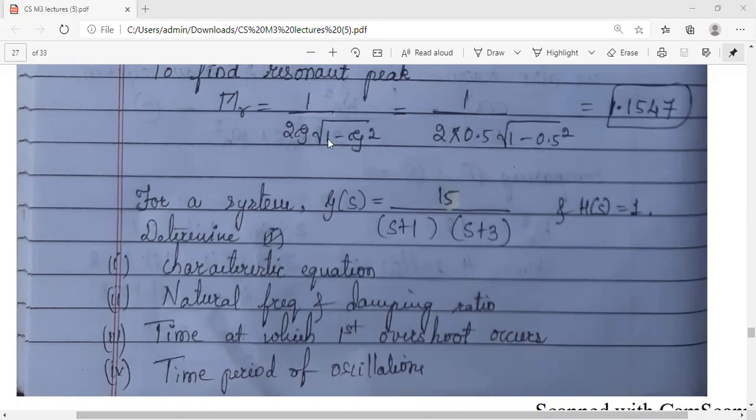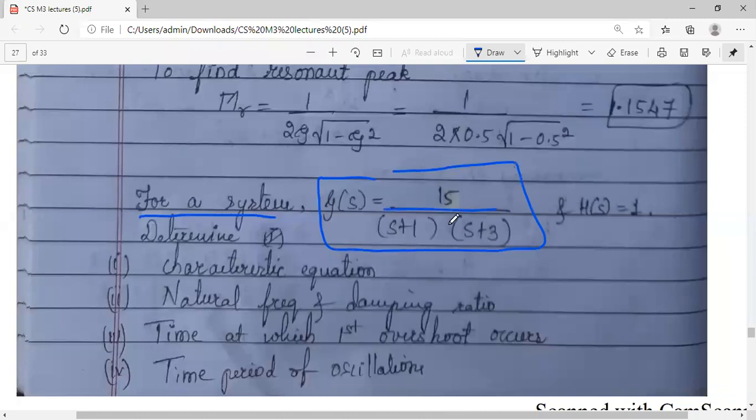So this is the given question. For a system, G of s is equal to 15 divided by (s plus 1) into (s plus 3). So this is given to you, G of s. So what is G of s? It is open loop gain or forward gain.